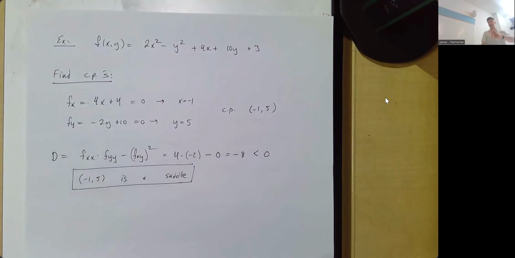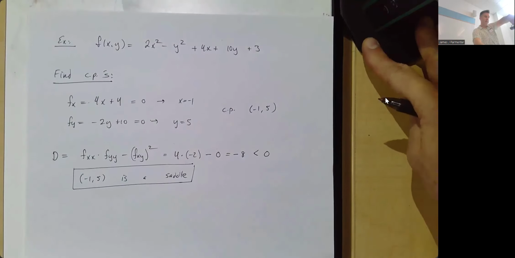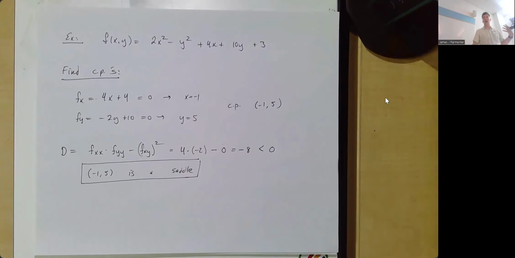So I want to remind everybody, because people often kind of miss this fact after a while. If D is positive, it means you have to check something else. So if D is positive, you can't just say you have a max or a min. You have to be like, oh, I need to do more work. It's kind of like when you had limits back in 17a and you got 0 over 0. You can't say anything yet. You have to do more work.